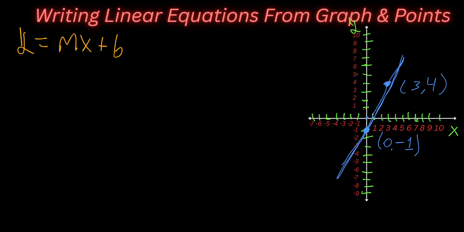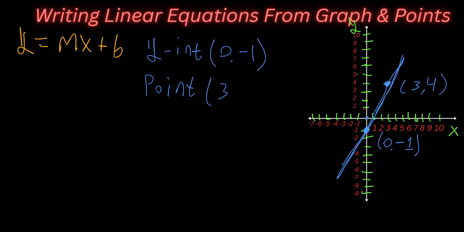Well, this is how we do it. We have 2 points. Let's go ahead and write that down. And we know what one of the points is. So our y-intercept is the point 0, -1. And we're given another point at 3 and 4. How do we approach this problem? Well, the very first thing we're going to do is we know what b is going to be, because b is the y value when x equals 0. So b is -1.